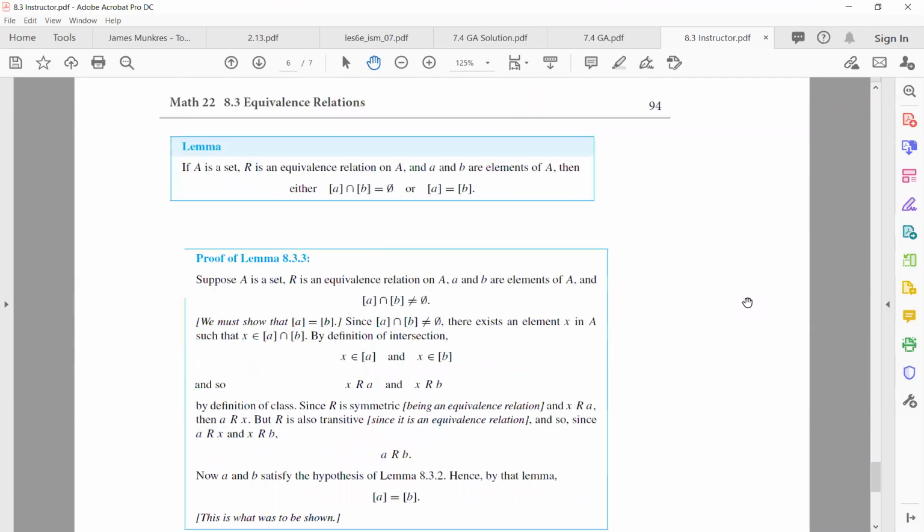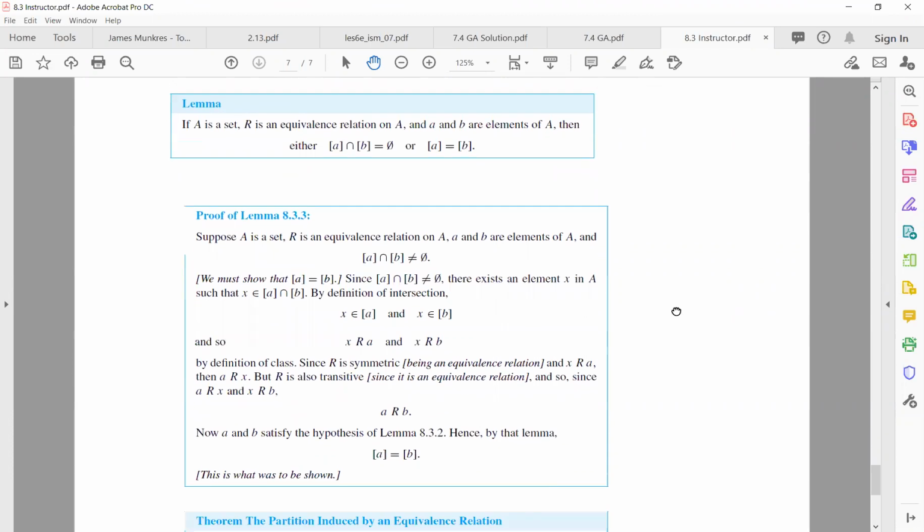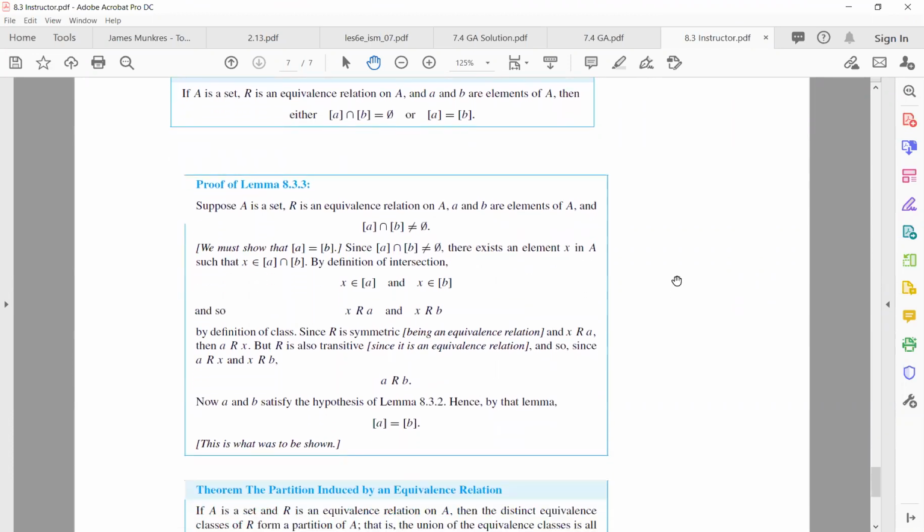Another lemma here for you. It says, suppose A is a set, R is an equivalence relation on A, and A and B are elements of A, then either the equivalence class of A is the same as the equivalence class of B, or there is no intersection between these two. Let us prove this lemma.